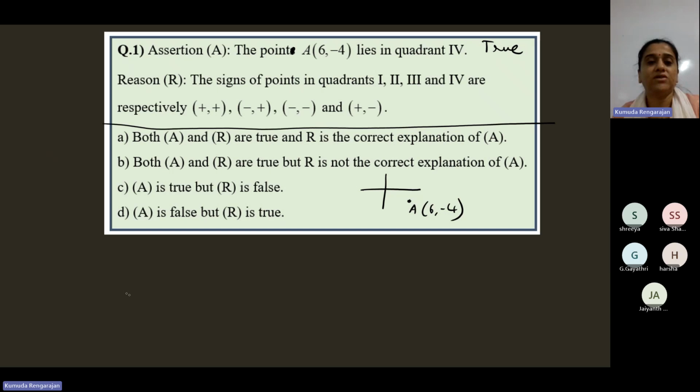Reason statement. The signs of points in quadrants 1, 2, 3, 4 are plus plus, correct, minus plus, correct, minus minus, correct, and plus minus, correct.